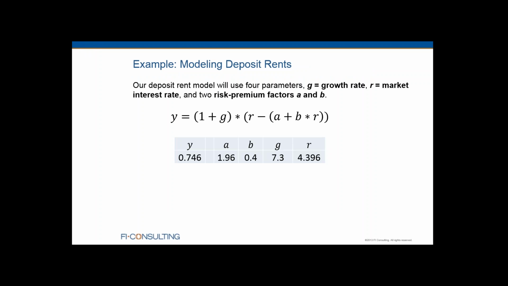Okay, so for our example, we are going to have what's called a deposit rent model that tells banks how much they should charge below the market interest rate. And our deposit rent model is going to use 4 parameters: the growth rate, the market interest rate, and 2 risk premium factors, A and B. So you can see the equation for our model below, and some example parameters. The market interest rate is going to be 4.39%, the growth rate 7.3%, et cetera, et cetera. And that will produce a spread of roughly 75 basis points.